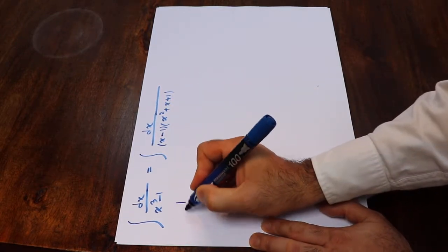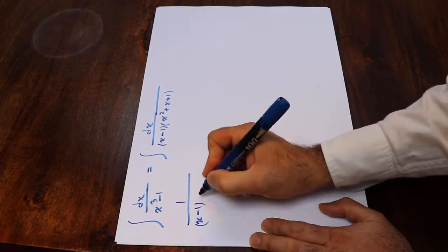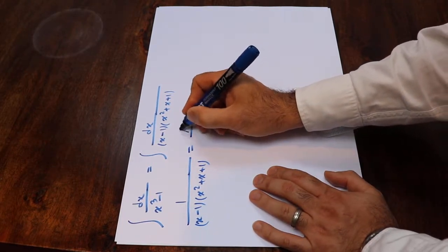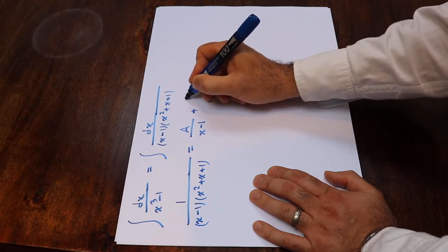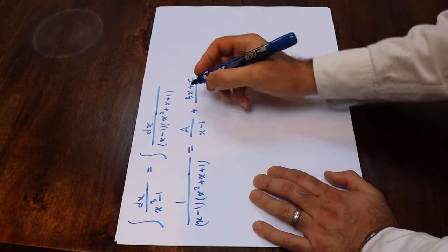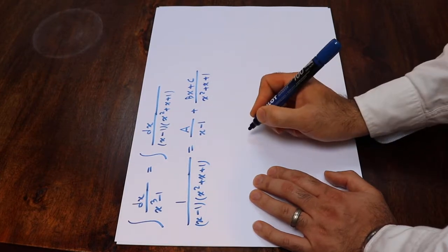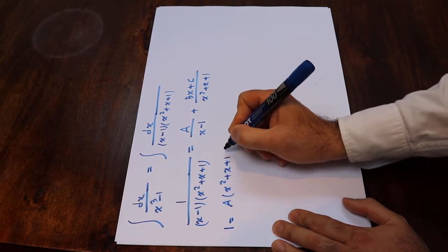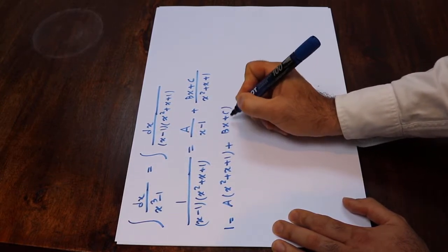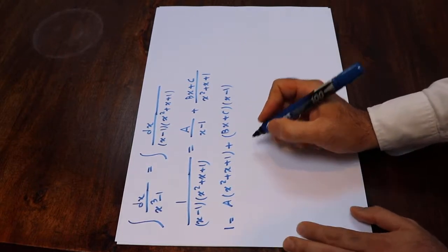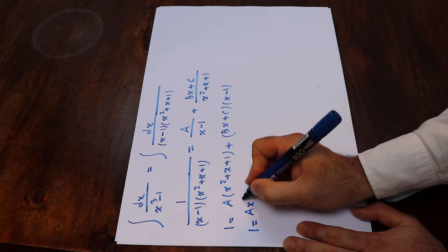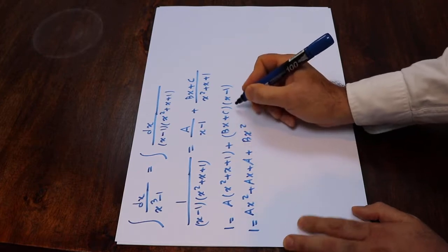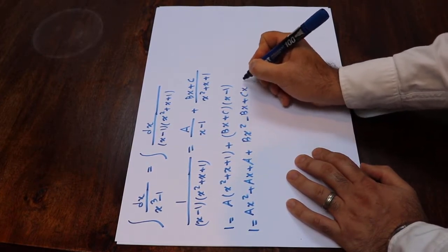fractions. So 1 divided by (x minus 1) times (x² plus x plus 1), you can write it as A divided by x minus 1 plus Bx plus C divided by x² plus x plus 1. Okay, therefore 1 will be equal to A times (x² plus x plus 1) plus (Bx plus C) times (x minus 1). Okay, in other words, 1 will be equal to Ax² plus Ax plus A plus Bx² minus Bx plus Cx minus C.